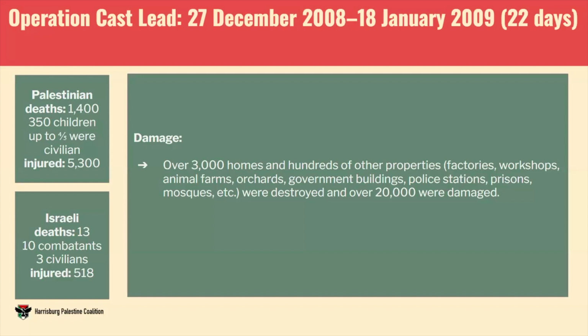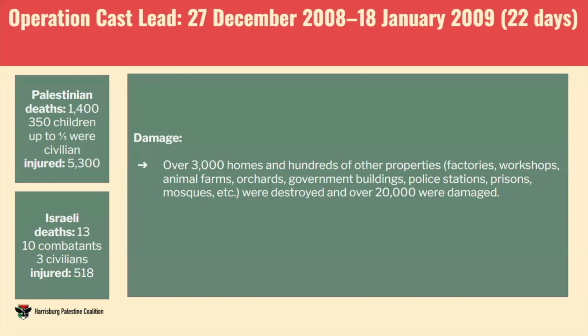The damage in those 22 days: over 3,000 homes and hundreds of other properties were destroyed and over 20,000 were damaged. And keep in mind, damaged could also mean a severe reduction or complete cessation of whatever services. So if they damaged a medical facility, that could very well mean that they might be able to repair that building, but the services they were providing to people are either restricted or they just can't do it.